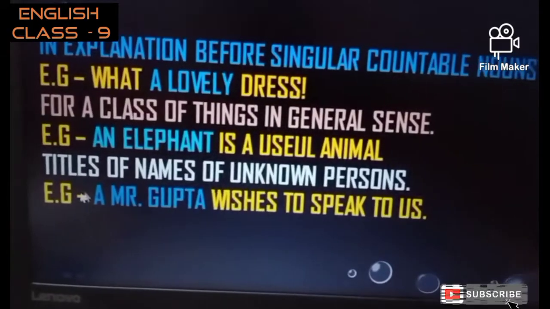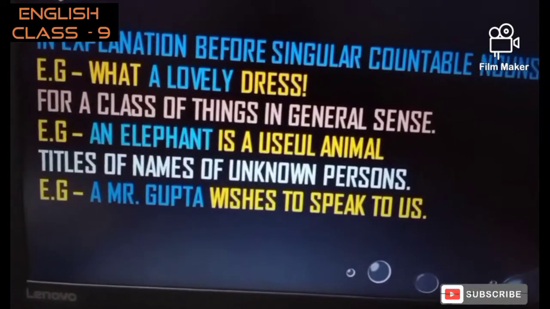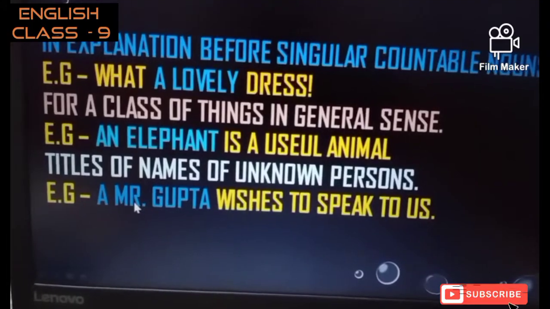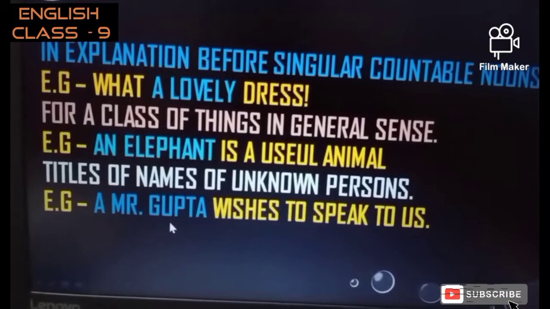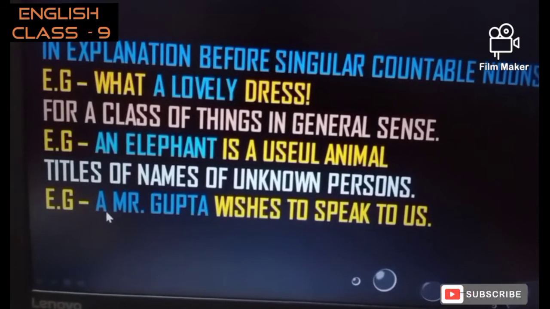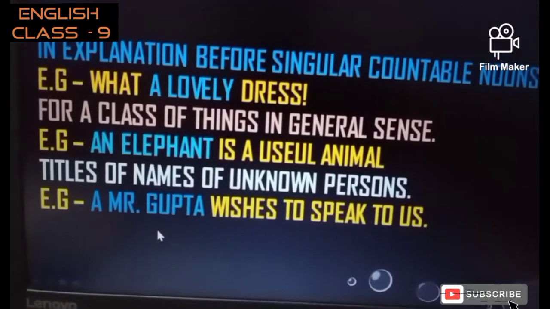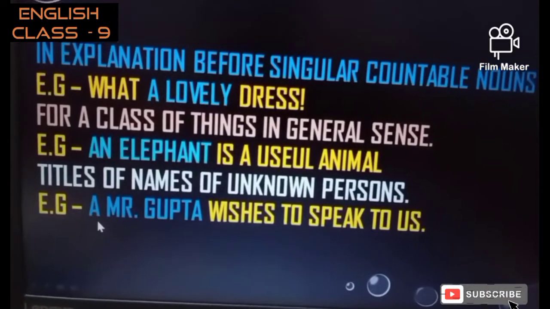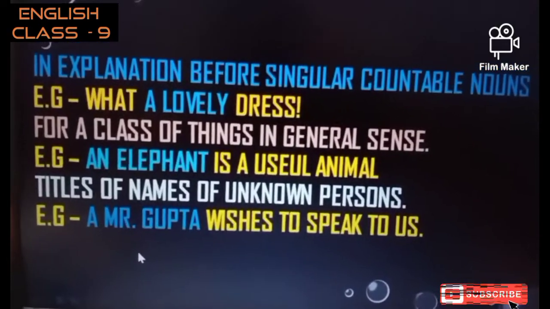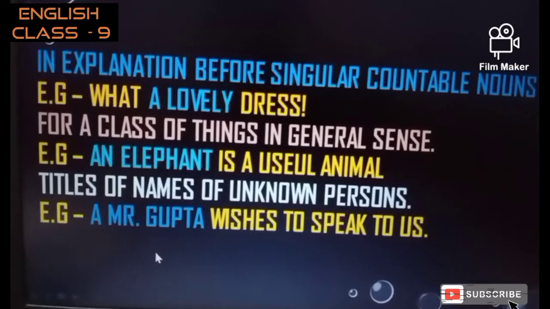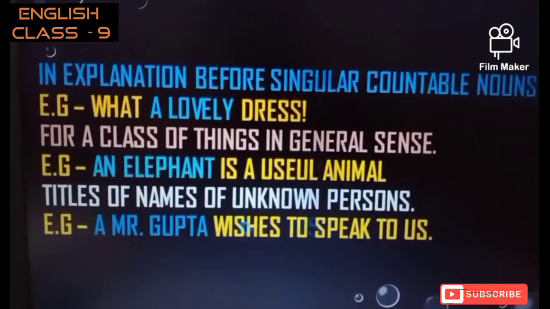The titles of names of unknown persons. Some names or persons which are unknown to us, and we are using some titles before them, just like Mr. Gupta, Mr. John, Mr. Patil. With that, we can use the articles. Example, a Mr. Gupta wishes to speak to us. Now here, Mr. Gupta represents an unknown person, so we have to use an article. These are some more usages of articles in context, and we should be a little bit careful to use these articles to make our sentences with a proper meaning for better understanding.